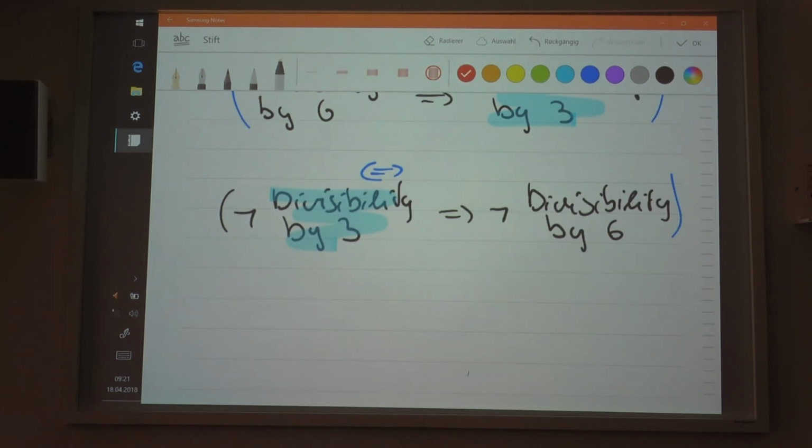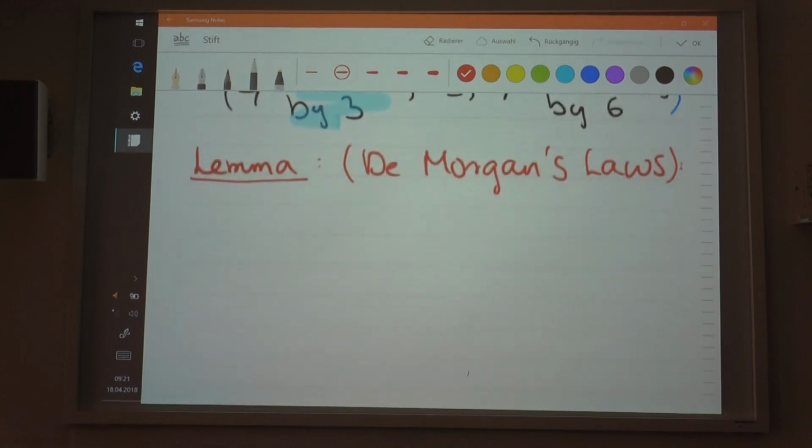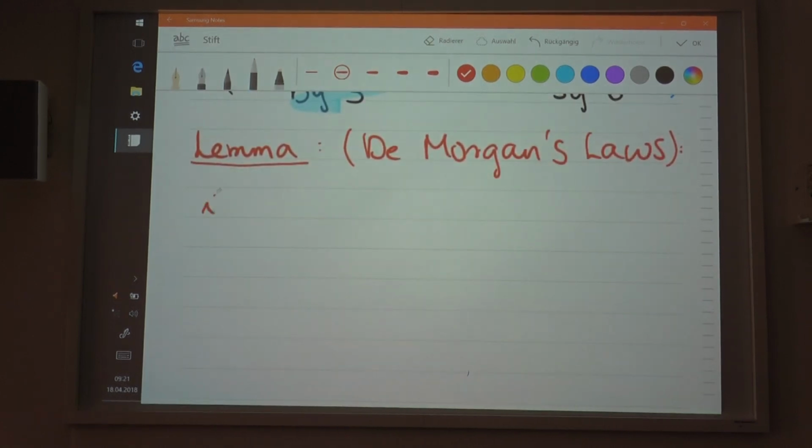You have another lemma here, which is important. This is going to be the rules of De Morgan. Maybe you heard that as well. These are De Morgan's laws, and they go like this. There are 2.